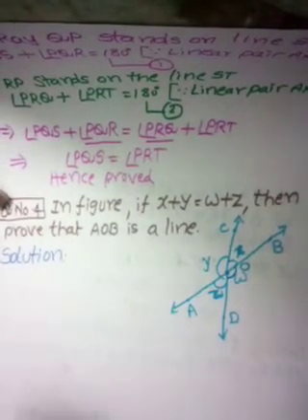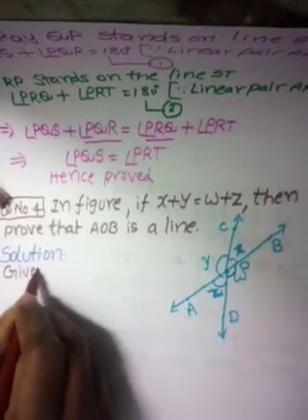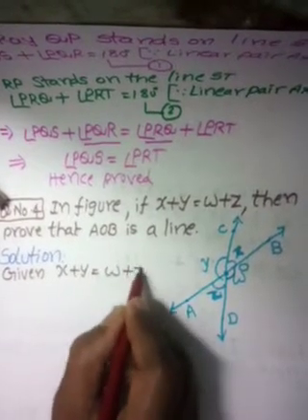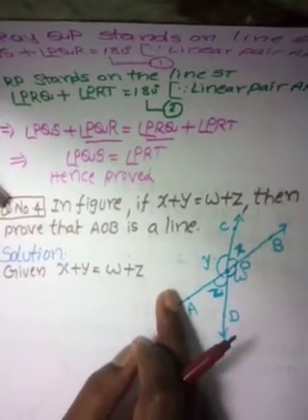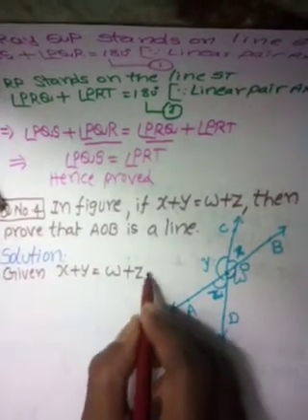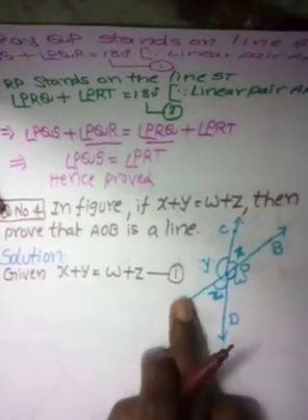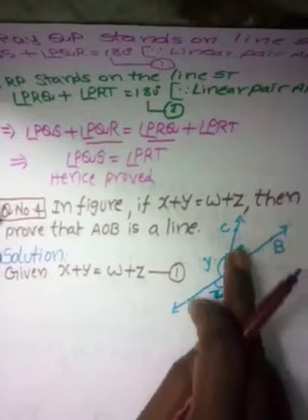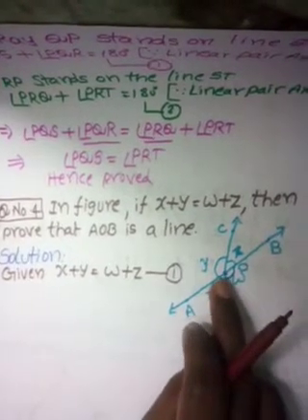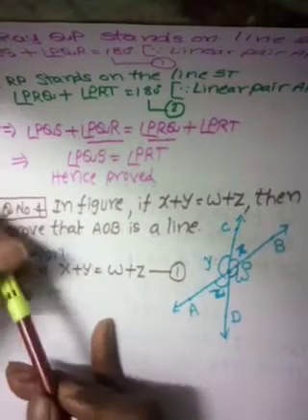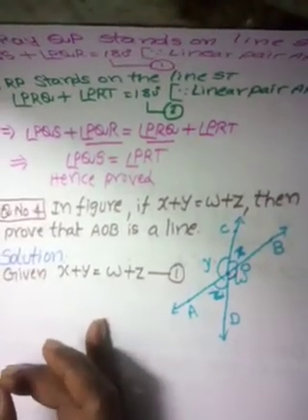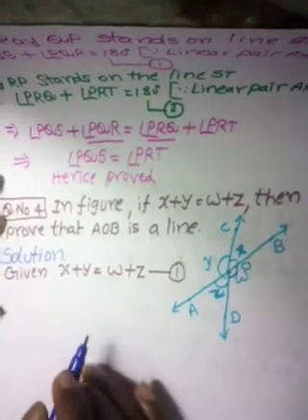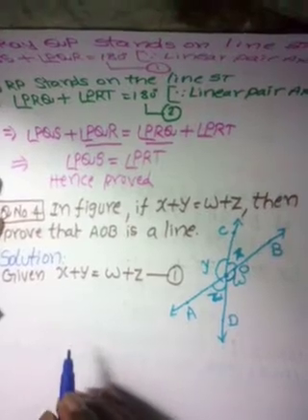Okay, my dear children, what is given here? Let us write the given data. Given x plus y is equal to w plus z. Let us consider this as equation 1. Now, if you observe the figure, all these four angles are formed around this point O. We know that the sum of all the angles formed around a point is equal to 360 degrees.